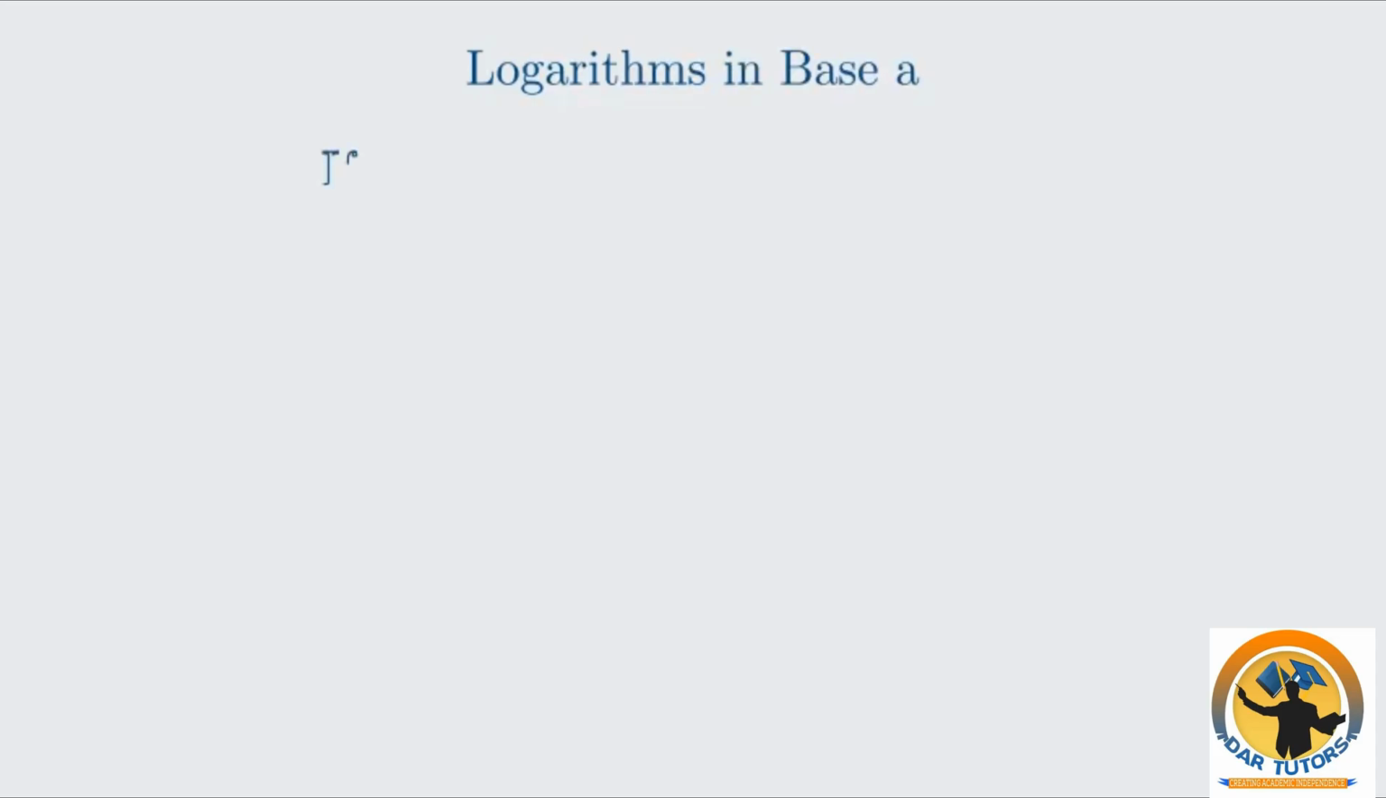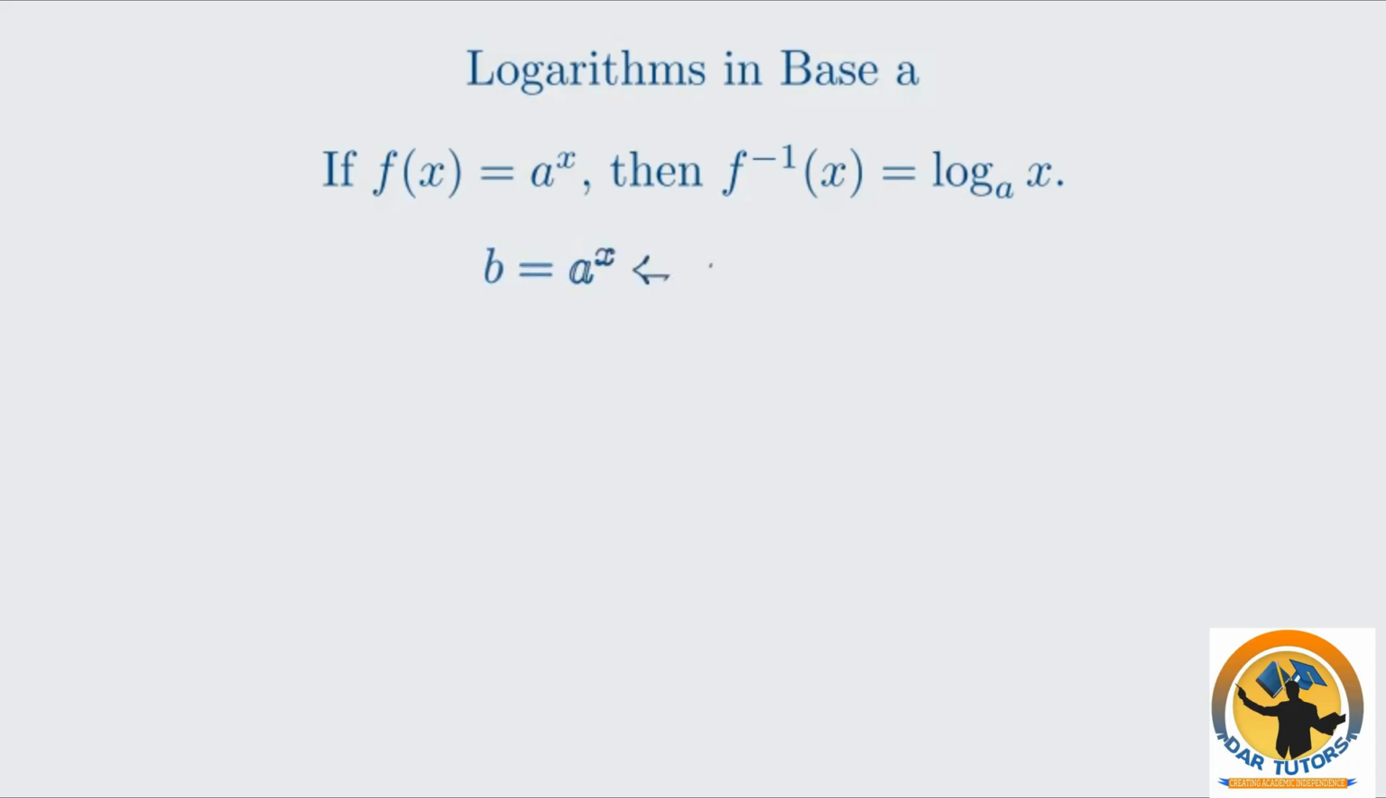Just as log base 10 is the inverse of 10 to the power of x, the logarithm in base a is the inverse of the exponential function f of x equals a to the power of x. This means that if y equals a to the power of x, then x is the logarithm in base a of y. The logarithm in base a of a number is the exponent to which the base a must be raised to get that number. This is the key relationship: b equals a to the power of x if, and only if, x equals log base a of b.